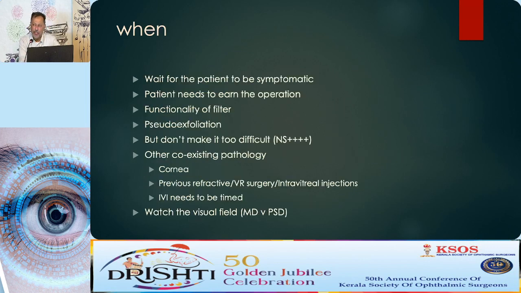Again, you want your patient to earn the surgery. This is an operation that could potentially lead to the bleb failing, so you want this patient to be symptomatic at least. Having said that, you don't wait till it becomes a really difficult operation. Because like I did say, the one thing that you have to do is to get a safe operation without a vitrectomy. Anything else, a glaucoma surgeon will be able to manage. Okay.